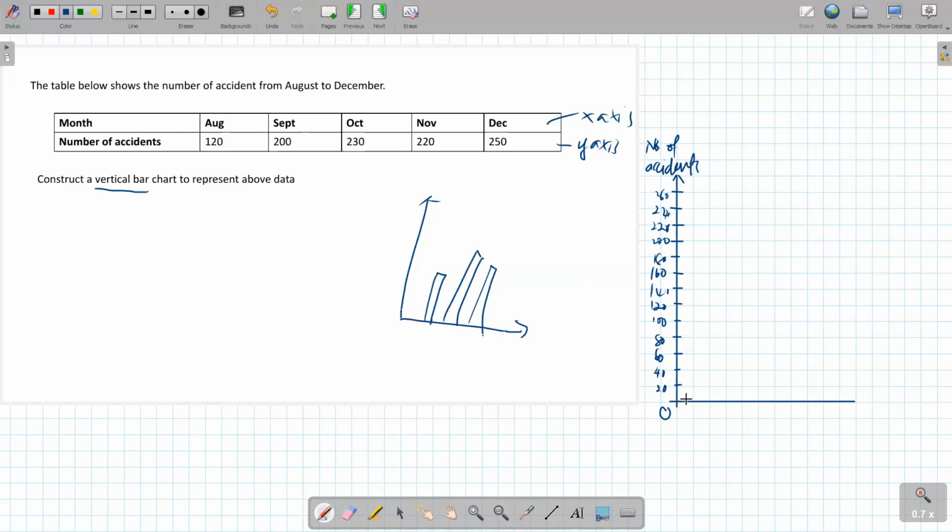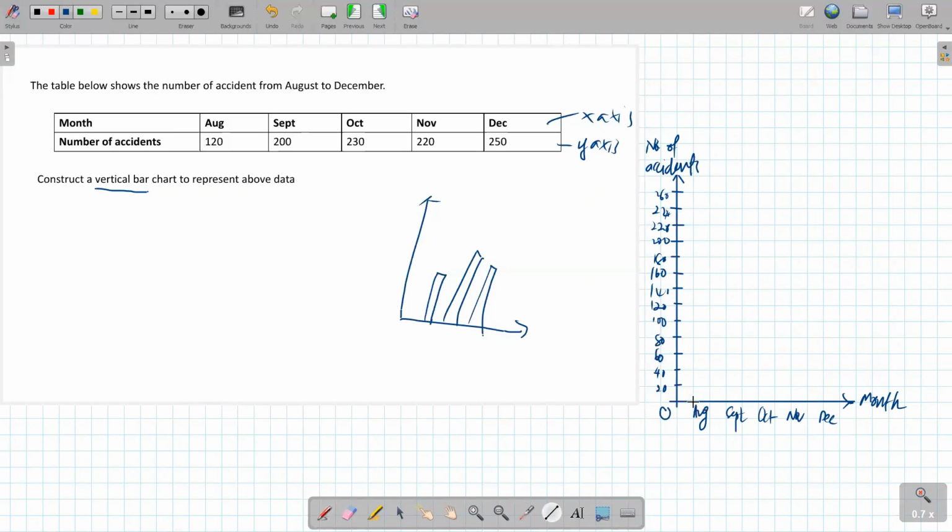Okay, then for this side, it will be the months. So we have our August, September, and then we have October, November, and December. Okay, these are the months. So now let us plot our graph.